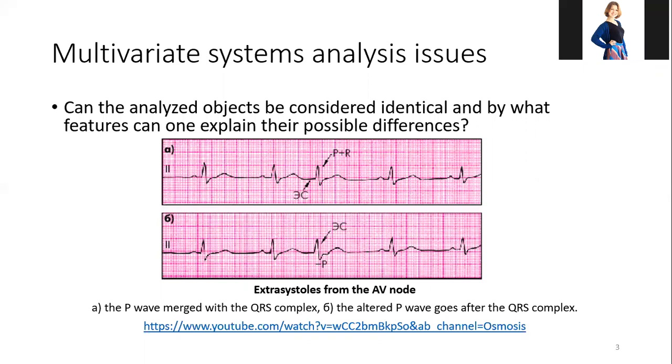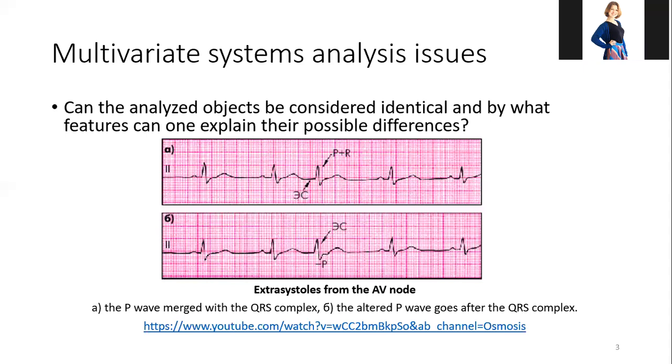It's a really difficult problem, and it's about multivariate systems analysis issues. Can the analyzed objects be considered identical, and by what features can one explain their possible differences?